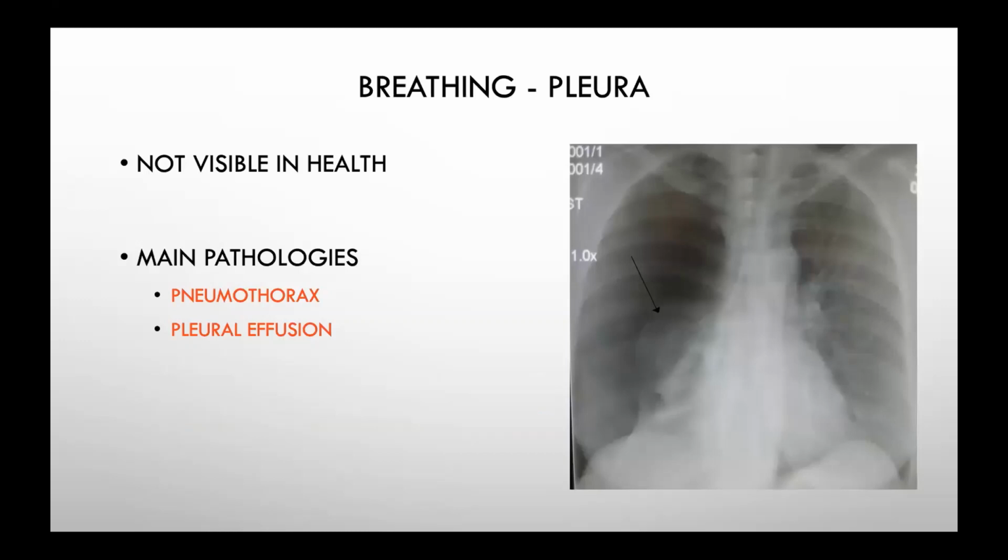Breathing, the next part of it would be looking at the pleura. So the pleura is a micrometer width lining of the lungs, and it's not visible in health. You may just see the border of it during certain pathology. So pneumothorax and pleural effusions are the key ones you're looking out for. I'm not covering pleural plaques and pleural thickening because I don't think they're going to trouble you too much in the acute setting.